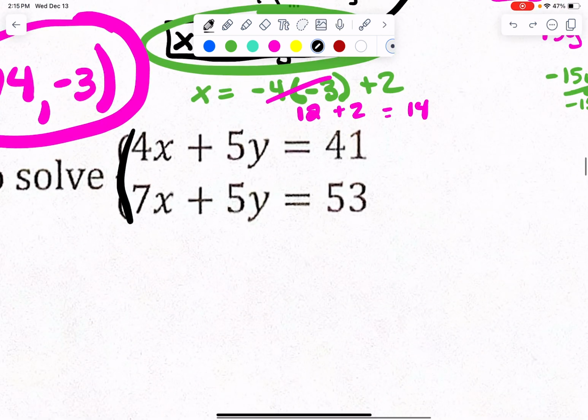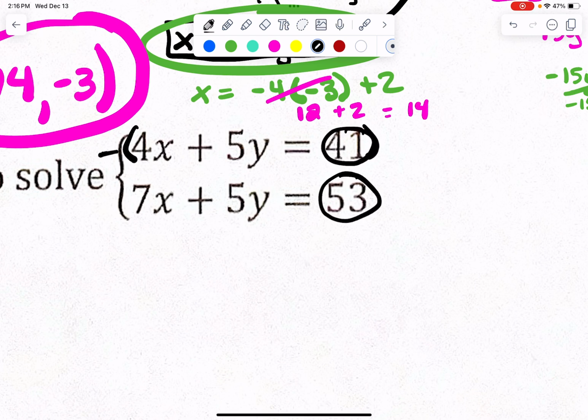So like I'm trying to add these together, 4x and 7x. If I try to add those, that makes 11. So those don't really cancel out very nicely. But what would cancel out really nice, like the y's, one is 5y, the other one is 5y. The problem is if I add those together right now, that makes 10y. So what I have to do is I have to make one of those negative, okay? And I'm going to make the top one negative because 41 is smaller than 53. So if I make that negative, then I'll still have a positive number.